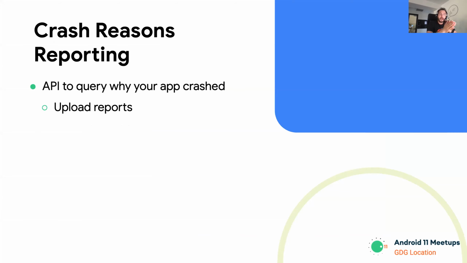Another interesting API is crash reasons reporting. Basically, this is a system that overlaps with crash logging systems such as Crashlytics and so on, but it gives us the power to programmatically read information about what has crashed our app and when that happened, which could be really interesting in certain scenarios.